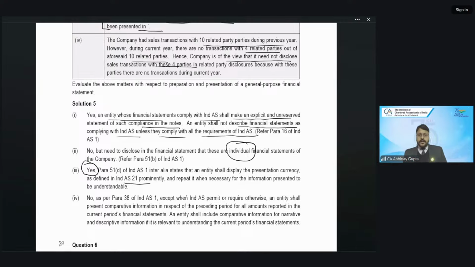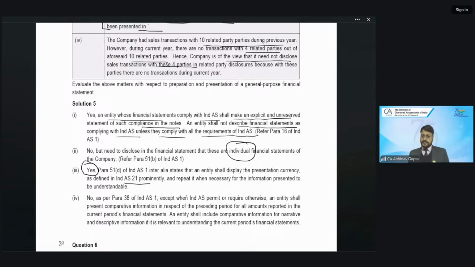Right? And the last, RPT disclosure. So, what is the issue? The issue is there are in all 10 related parties with whom the company had related party transactions in the last year. But out of those, with 4 parties, there are no more transactions in the current year. Now, the company says because there are no transactions with those 4 parties in the current year, for those 4 parties prior year numbers are also not required to be disclosed. Is that correct? No, sir.